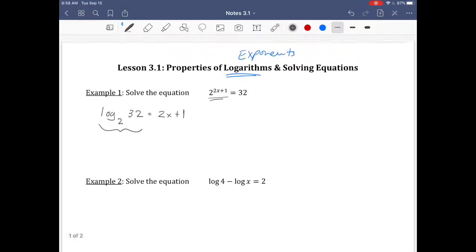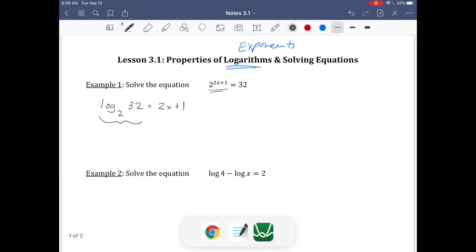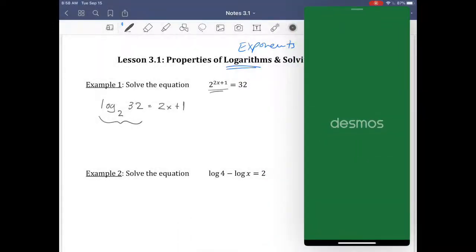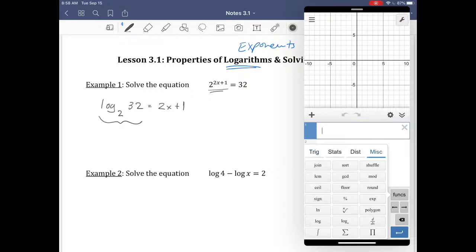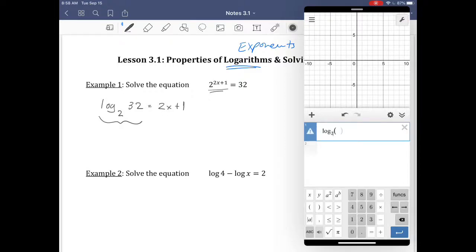If you don't know off the top of your head that that's 5, what you'll probably want to do is bring up a calculator. I prefer Desmos. I use Desmos for most things. So with that said, how do you find the log in the Desmos app? Well, hit functions, over to miscellaneous. We'll do the log base function, log base 2 of 32, and it evaluates it to 5.